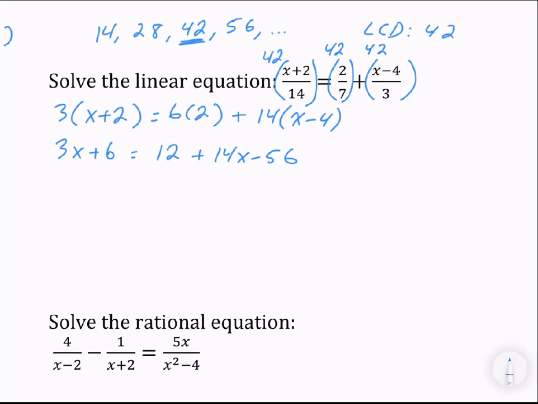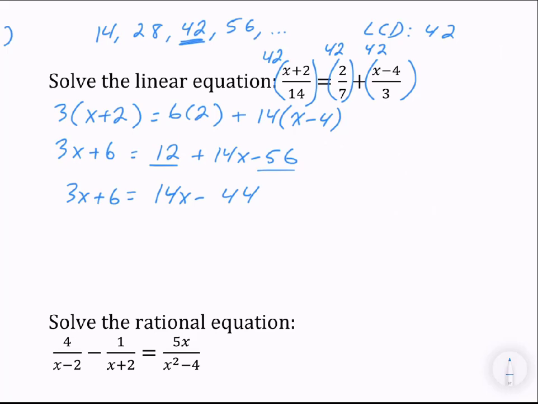Same things? Okay, all right, so let's see if we can combine some like terms. 12 minus 56 is negative 44, so 14x minus 44 on the right side, and yep, there's 3x plus 6 on the left. Okay, so let's see if we can move some terms around. You can either subtract 6 from both sides, or you can add 44 to both sides. Which one would you rather do?